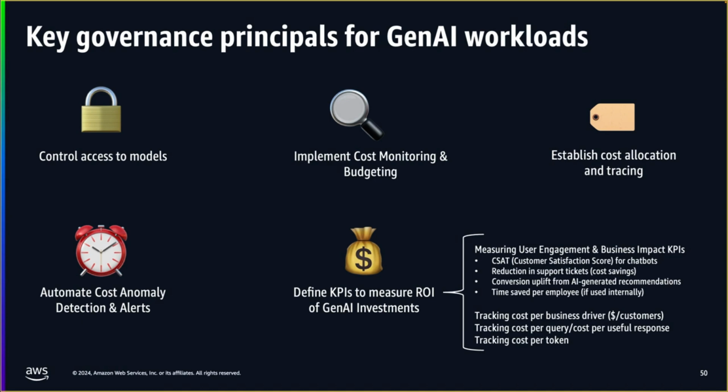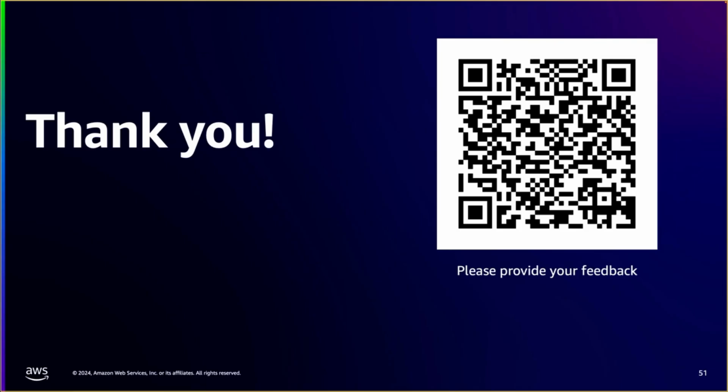So think about those KPIs, approach your GenAI workloads with good governance principles, establish these governance principles, and always continuously think about optimization and what you can improve. So it's not a project, it's a process, right? Maximizing cost efficiency is a continuous process of improvement. So at every stage, think about optimizations.